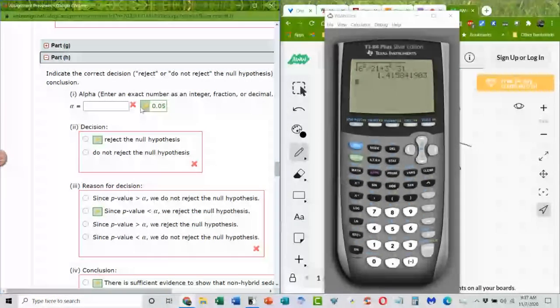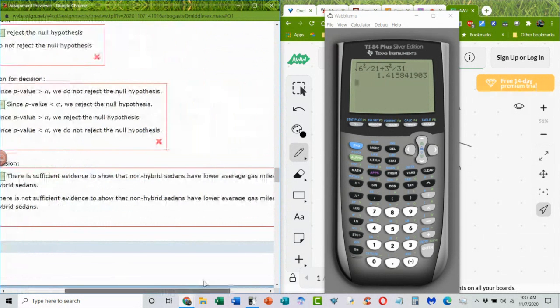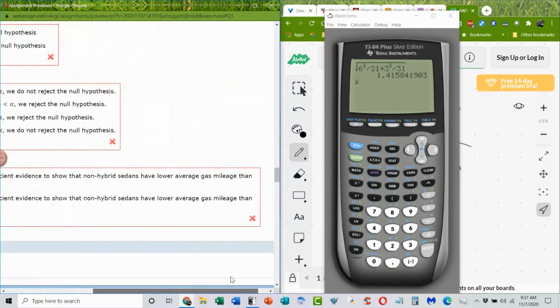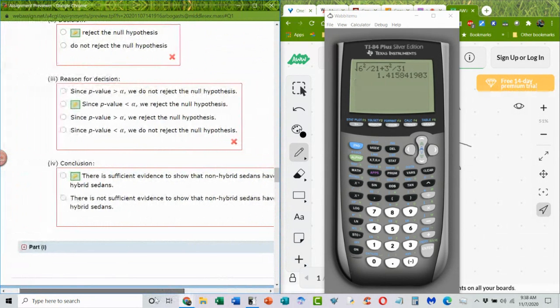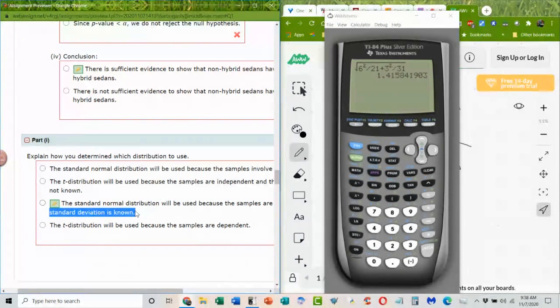The next one says, what was our alpha? Well, it was 0.05. What are we going to do? We're going to reject because the p-value is 0 and the alpha is 0.05. It's less than, so therefore reject the hypothesis. And there's enough evidence to show hybrid cars do better than gas cars. Make sense? How did we determine that? Well, because the standard deviation is known. So in the z test, it's known. So that's why we use the z test.